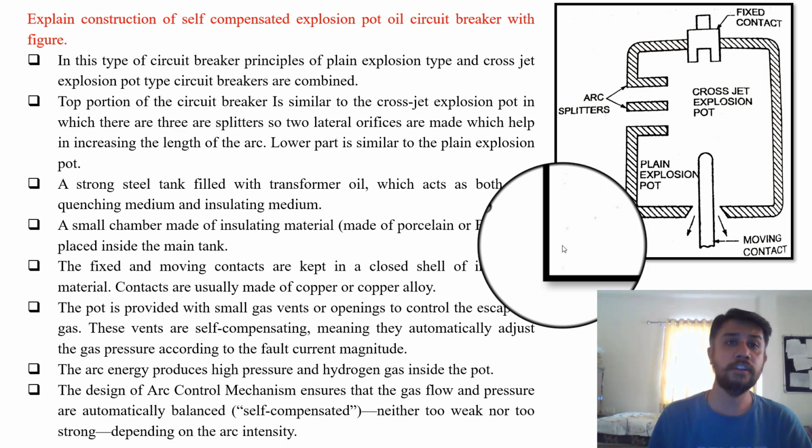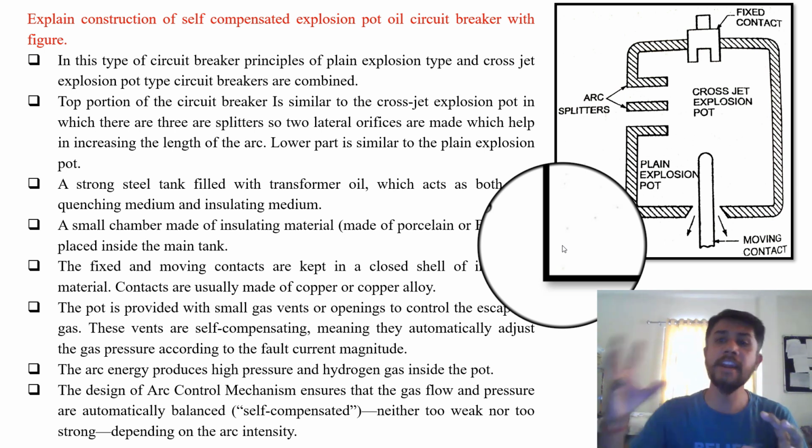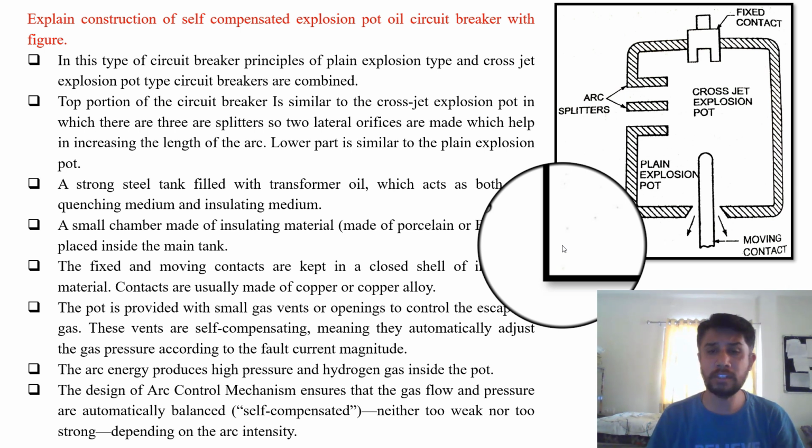Explain construction of self-compensated explosion pot oil circuit breaker with the figure. So in this type of circuit breaker, the principles of plain explosion pot type and cross-jet explosion pot type, both types of circuit breakers, are combined together. The top portion of the circuit breaker is similar to the cross-jet explosion pot, in which there are 3 arc splitters.